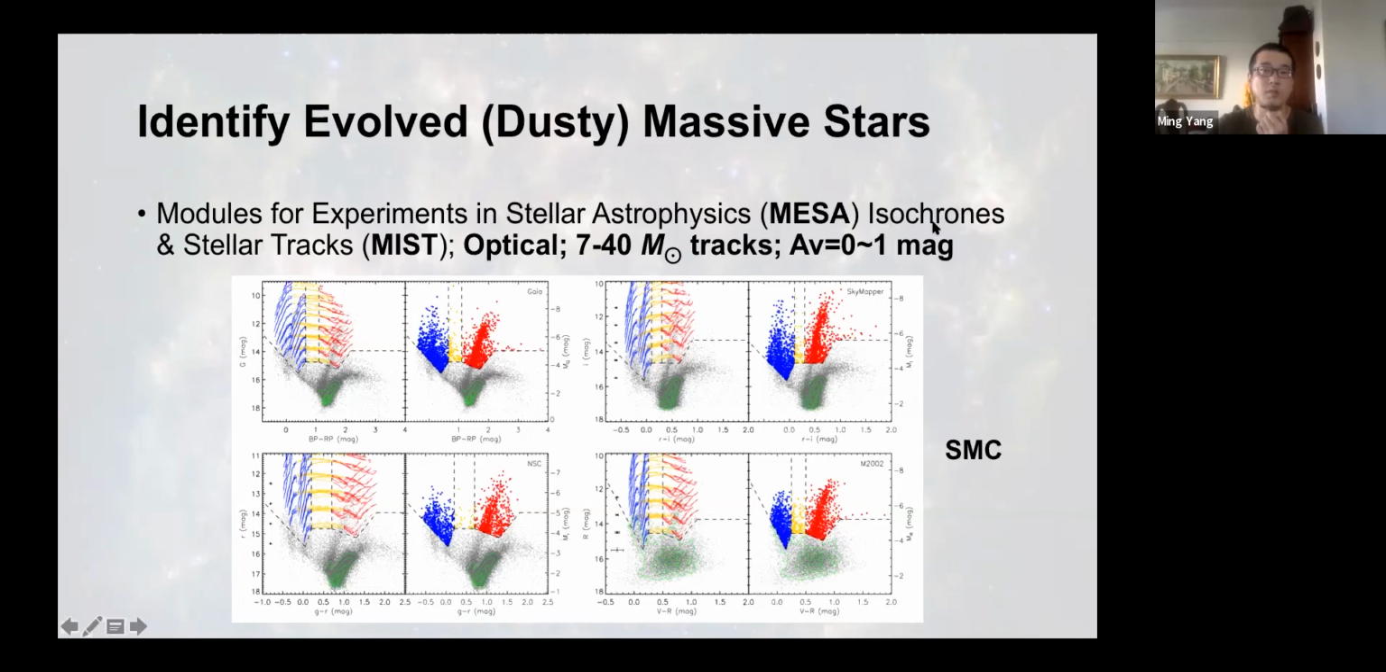Here, we're using MESA isochrones and stellar tracks called MIST. So in the optical CMDs, we have 7 to 40 solar mass tracks covering the whole mass range. We also have extinction from 0 to 1 magnitude in V band. Basically, you can see from those diagrams, we are perfectly covering a large part of the blue supergiant, yellow supergiant, and also the red supergiant stars.